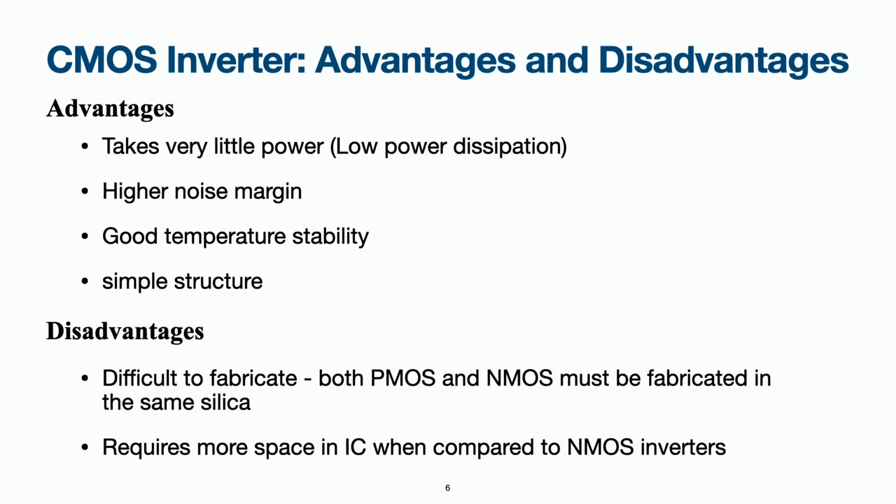In this slide, let us look into the advantages and disadvantages of a CMOS inverter. The advantages are it takes very little power, it has high noise margin, good temperature stability, and the structure is very simple. The disadvantages are it is very difficult to fabricate because you have to fabricate both PMOS and NMOS transistors together in the same silicon. Also, it requires more space in an IC because you need both PMOS and NMOS, two transistors, to fabricate one simple inverter. But in case of an NMOS inverter, it is enough to use only one transistor.